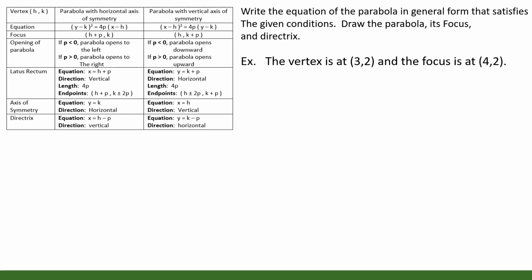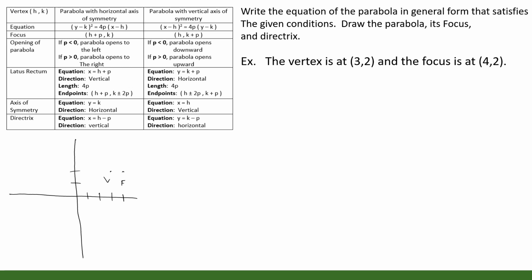Well, if you are going to draw the graph of this given, let us make a Cartesian plane. The vertex is at (3, 2). So we can move 1, 2, 3 to the right, and then 1, 2 units up. So this will be our vertex. Right? And then the focus is at (4, 2). So moving 4 to the right and 2 units up. So this will be the focus.